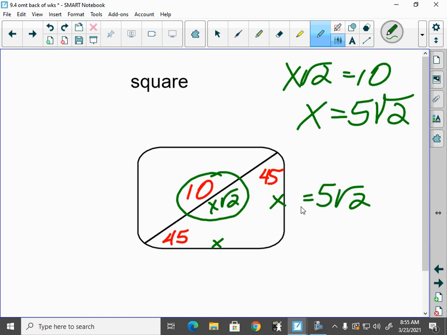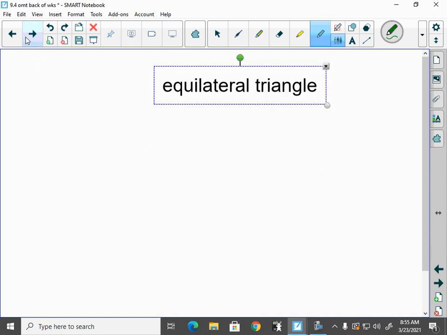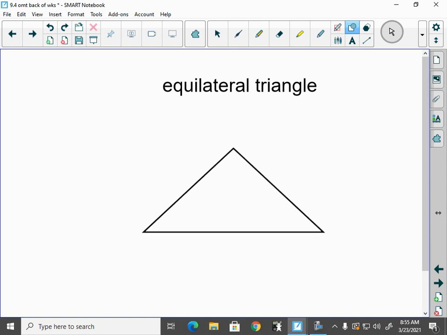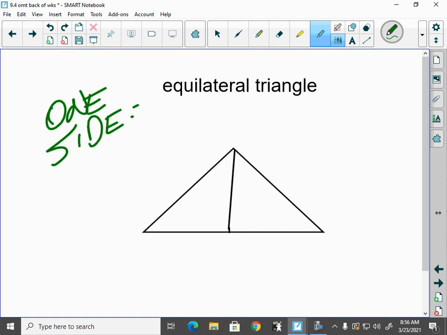Ready? Two more. Equilateral triangle. It's going to say something like this. Do you want me to write out what it's going to say? One side equals 12. Find height.